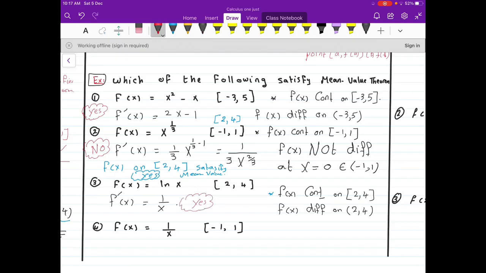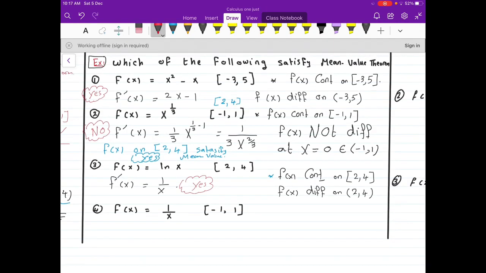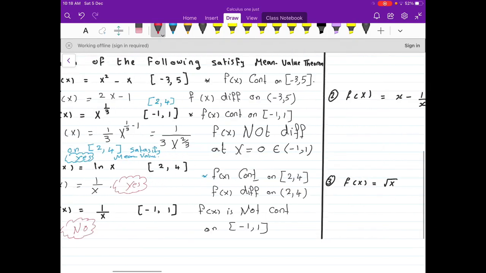إنه هذا الفانكشن يحقق mean value theorem. This function f x = 1 over x, this function is continuous on R except 0. فلاحظوا this function f x is not continuous on the interval minus 1 and 1. فهل الجواب حيكون yes or no؟ أكيد حيكون الجواب no. This function لا يحقق mean value theorem.